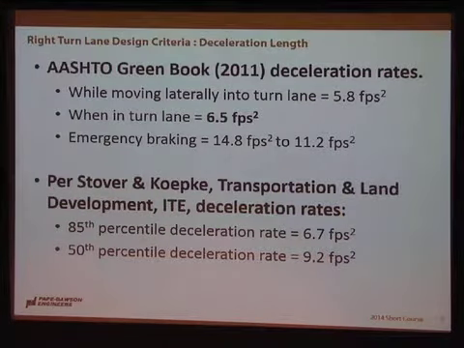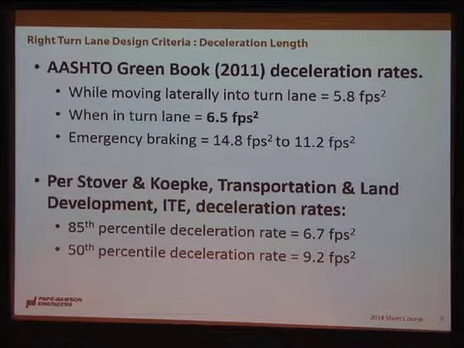Another interesting bit of information is similar to some of the information that Marcus had. The 85th percentile deceleration rate that was presented by ITE and Dr. Stover's Transportation and Land Development book was 6.7 feet per second squared. The 50th percentile was up to 9.2. So half the drivers are willing to accept a 9 feet per second squared deceleration rate, so they're getting pretty close to more or less emergency braking. Now, I saw Marcus had some numbers of 24, so that must be serious emergency braking with some nice ABS systems working as well. So those are all good things when it comes to trying to provide adequate deceleration.